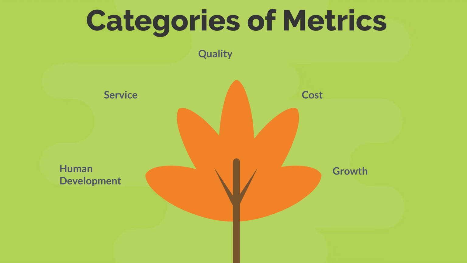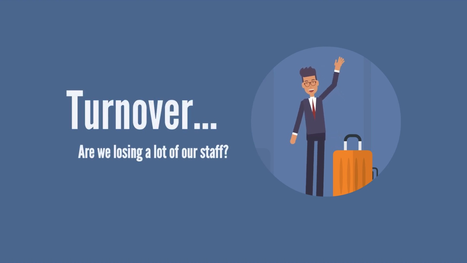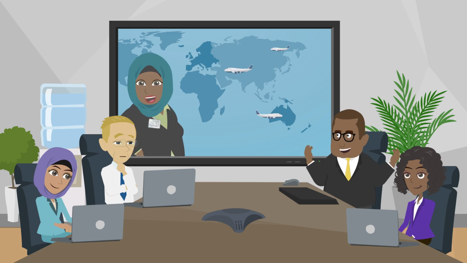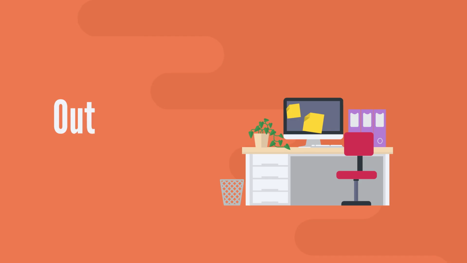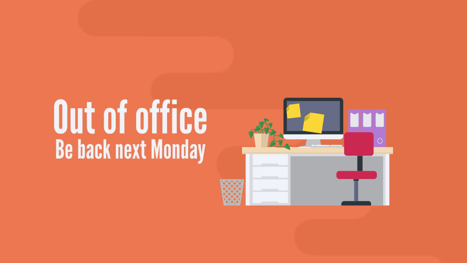Here are some examples of human development metrics at a high level and at a departmental level. At a high level, we might have employee turnover. If turnover is high, that indicates dissatisfaction. But what might we measure at a departmental level? We might measure training hours or absenteeism, which is also an indicator of satisfaction. And we might measure turnover at the departmental level.